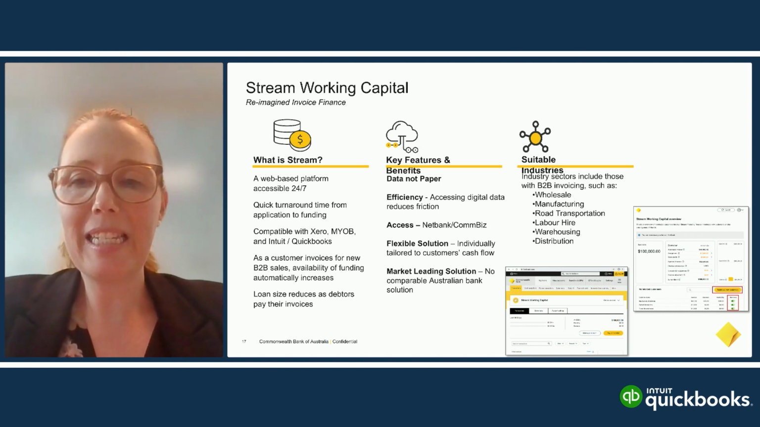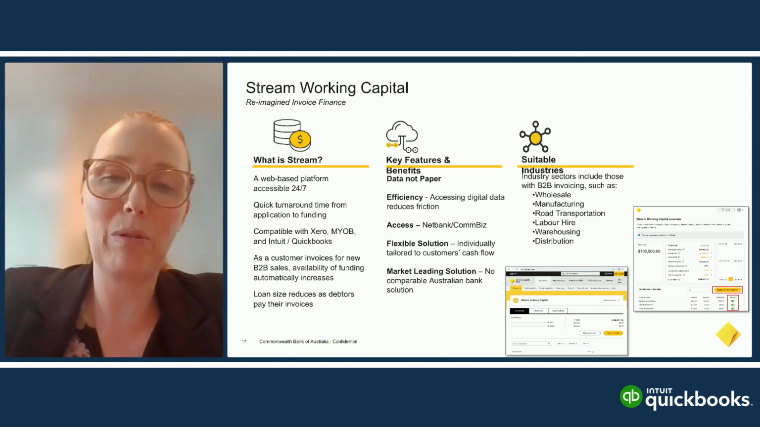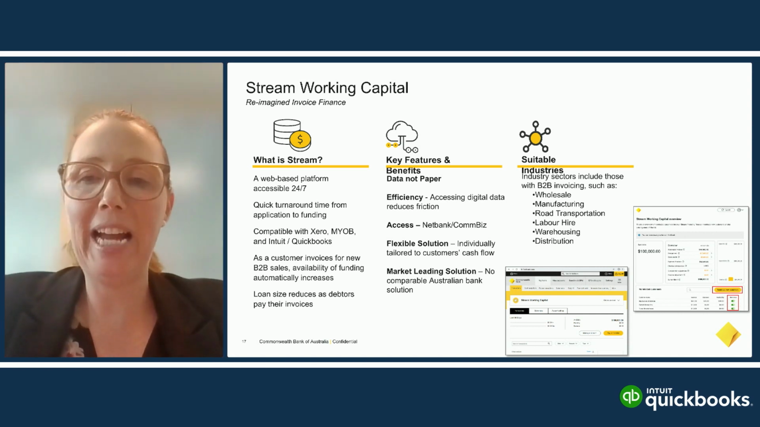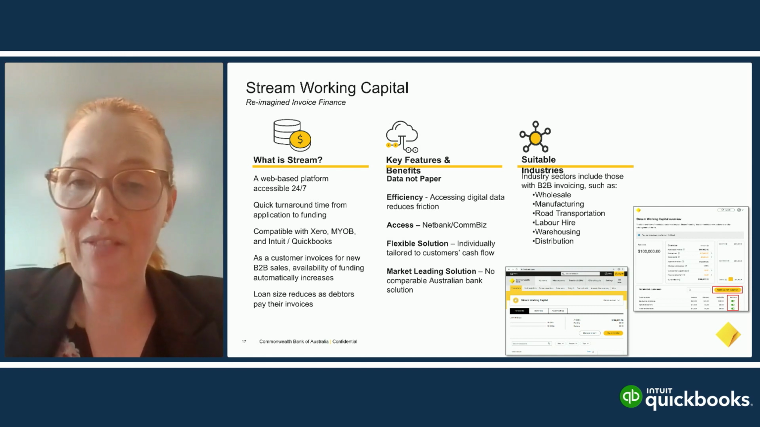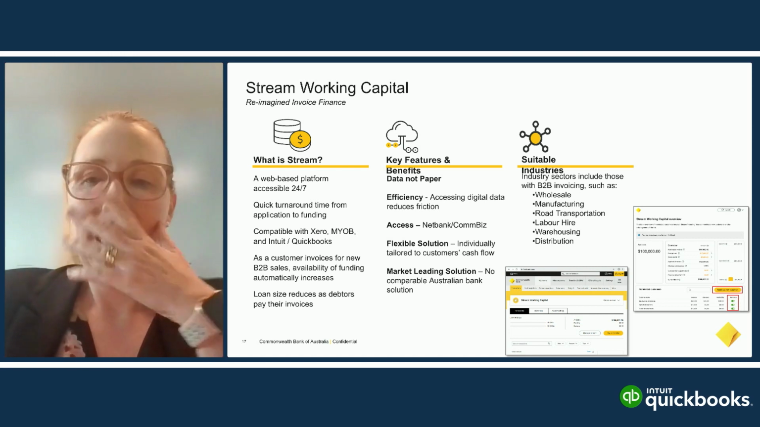Key features for us: data, not paper. Some of our customers will tell us about the amount of information they need to send or provide, whereas some of our other competitors might be doing substantial audits. We don't have that as a general course of action. So definitely for us, it's about data and using data versus paper.